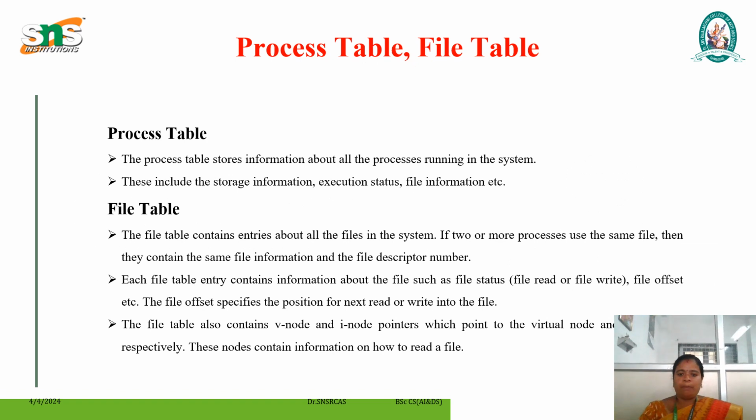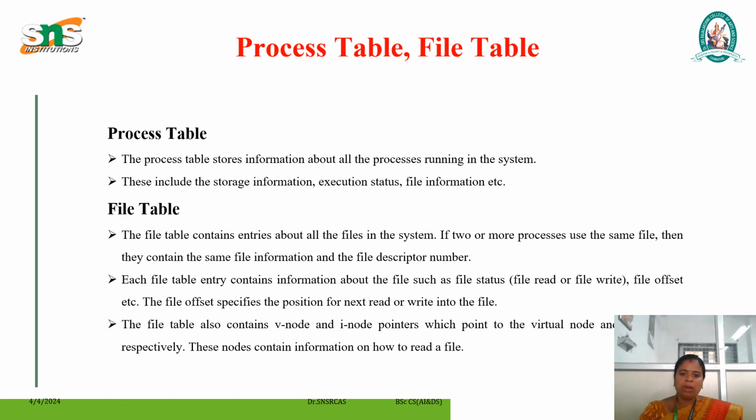Next one, process table and file table. The process table stores the information about all the processes running in the system. This includes the storage information, execution status, file information, etc. When a process forks a child, its entry in the process table is duplicated, including the file information and file pointers. So the parent and the child processes share a file.